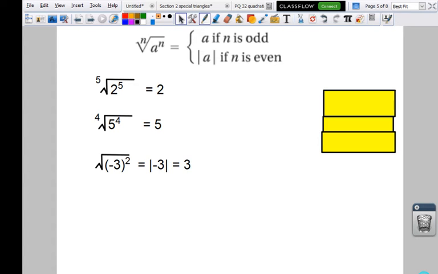Do we have to write the absolute value? Remember, with square roots the index is automatically 2. If there's nothing there, it's automatically 2. It's just like if you have an x, there's automatically a 1 out front, right? Same thing with square roots. If there's nothing, it's automatically 2.